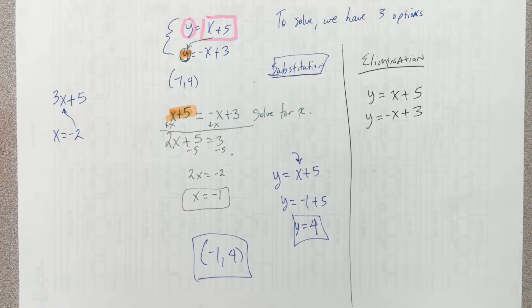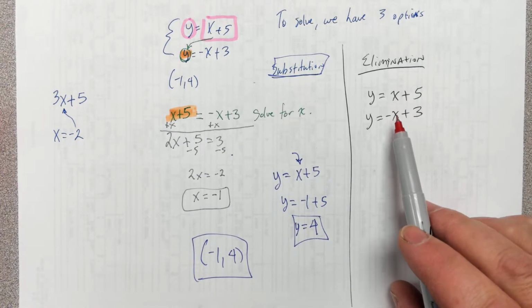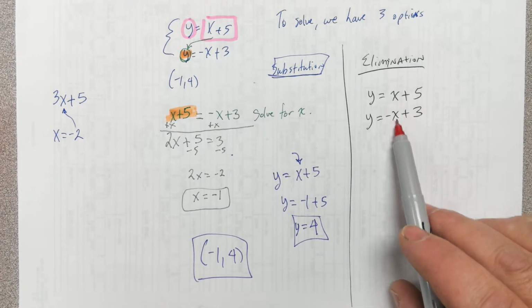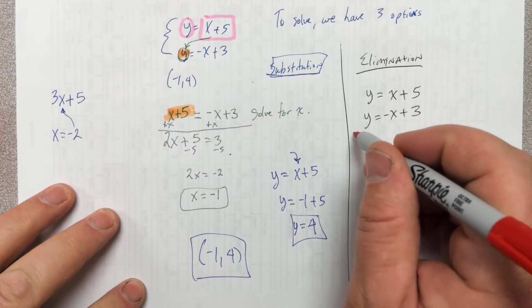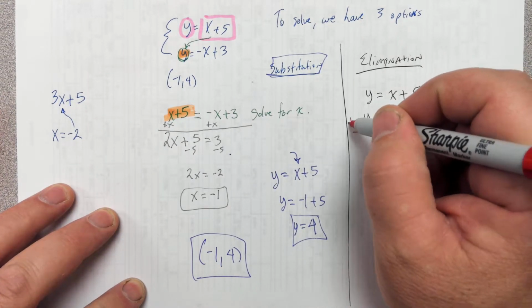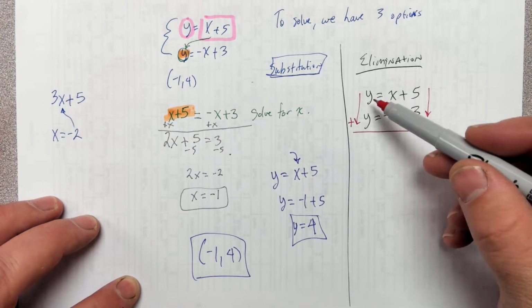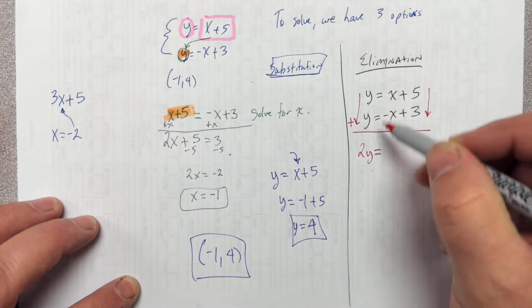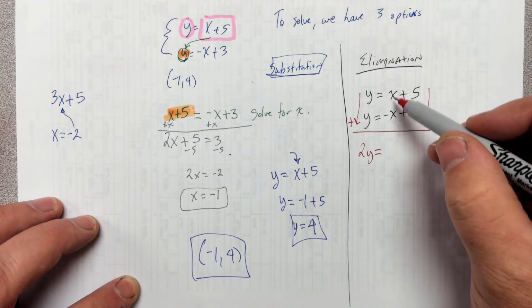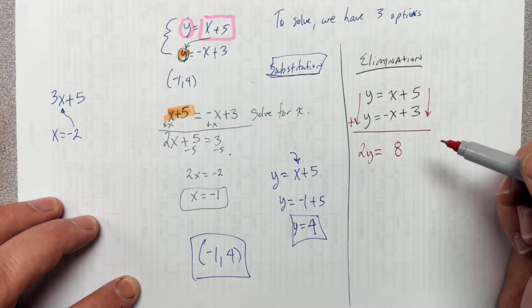Okay, so check this out, Priscilla. To eliminate means we're going to get rid of. Do you see how this is a positive 1x and this one is a negative 1x? See how they're opposites? If I were to add everything on both sides, watch what would happen. 1y plus 1y is 2y, equals, that's 0. 5 plus 3 is 8.